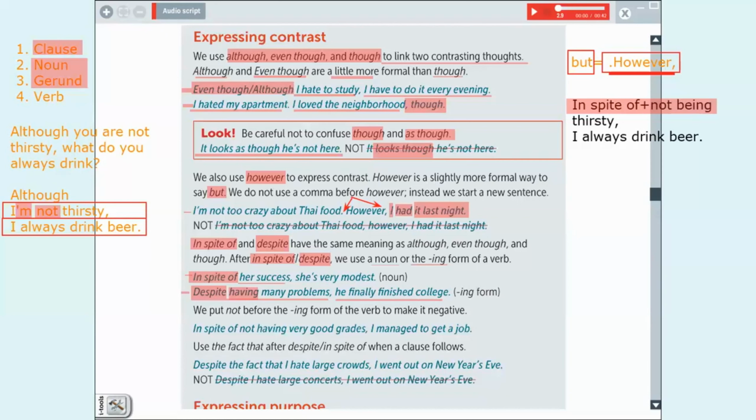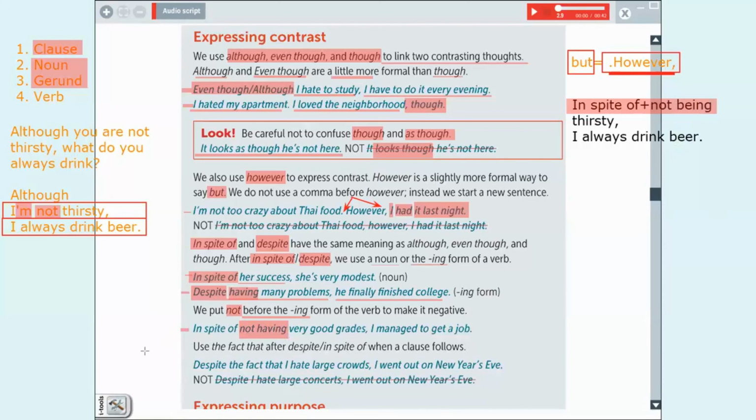So we are still using the contrasting information, but now using the gerund. And in your sentence, you use "not", which is the negative form of the gerund, like in here. Could you please help me with this example? In spite of not having very good grades, I managed to get a job.